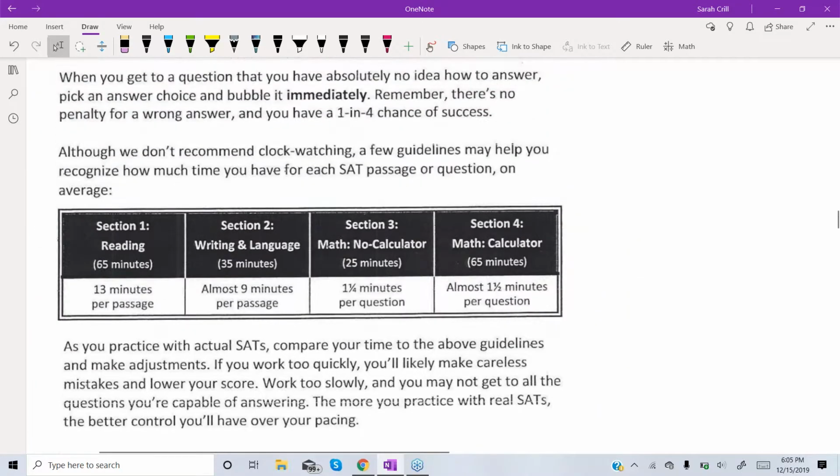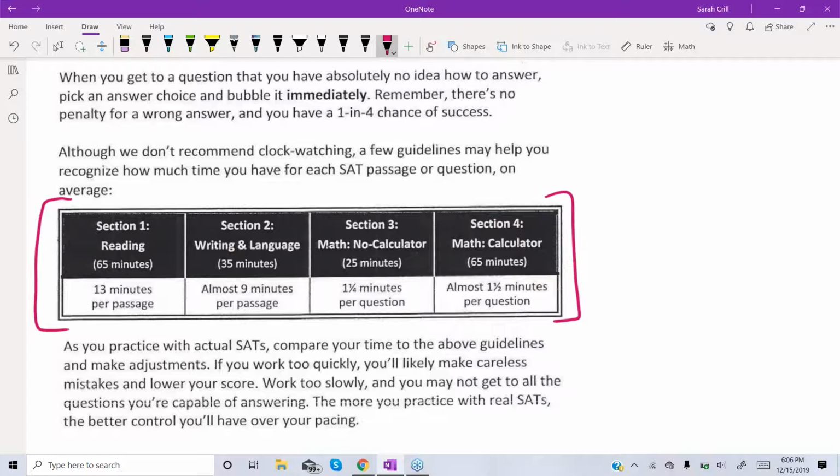Okay, so it's important to know about how much time you will have per passage or per question. So the reading section, you will have 13 minutes per passage on average. The writing and language section, you will have about 9 minutes per passage. In the math with no calculator section, you will have 1 1/4 minutes per question. In the math with calculator section, you will have 1.5 minutes per question.